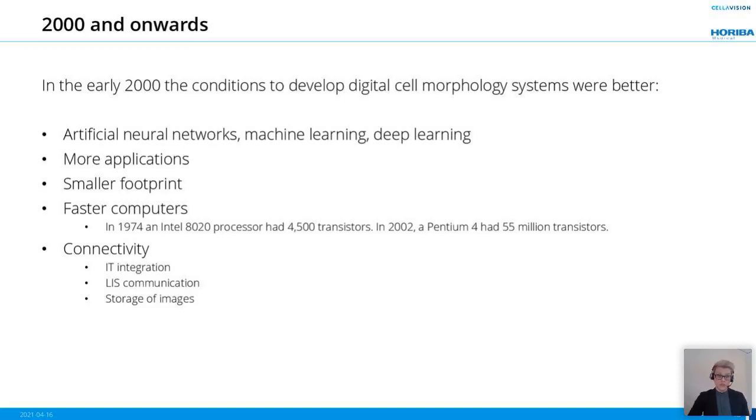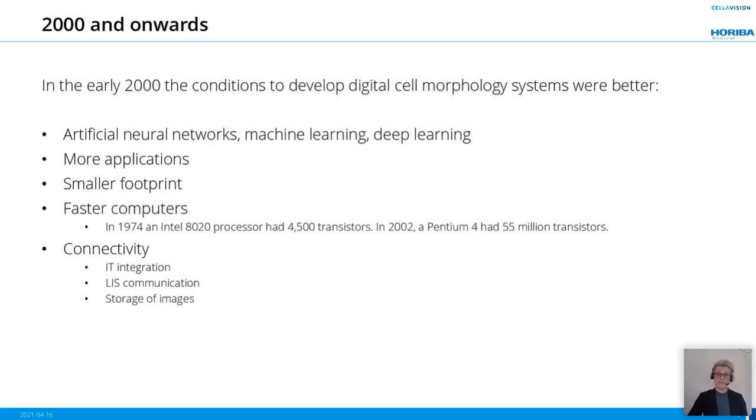For example, artificial neural networks, machine learning, deep learning, all those things were new and exciting and made it easier and more reliable to train a computer brain, so to say, to recognize cells and classify them. There was also an easier way to develop more applications. We could have smaller footprints than the ones we saw from the previous slides. And of course, a great reason for this was faster computers.